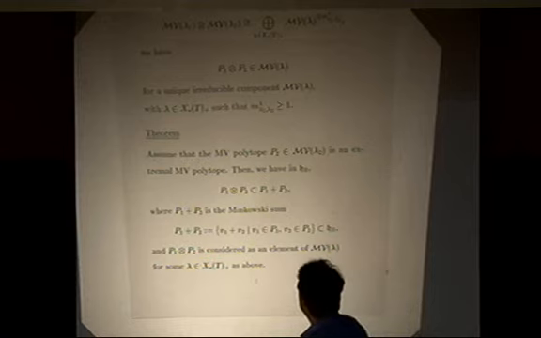Assume that the MV polytope P2, the second factor, is an extremal MV polytope. Then we have in HR P1 times P2 is contained in P1 plus P2, where P1 plus P2 is a Minkowski sum defined in this way. And here P1 times P2 is considered as an element of MV lambda for some lambda above this. We will explain the proof of this theorem later, but the approach is geometric. We postpone it, and we first give one combinatorial approach using this result.